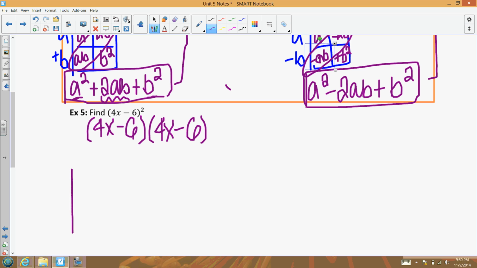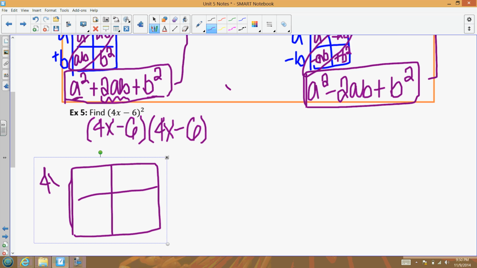Once you see that, you're more likely to remember that yes, this does need a box. So it's going to be 4x minus 6, 4x minus 6. Then we're going to multiply to fill in this box. So 4x times 4x is going to be 16, because I multiply the numbers in front, keep the base, and add the exponents. The exponents here are 1, so they're just added together, and we get x squared. Then I have negative 6 times 4, which is negative 24. Keep the x.